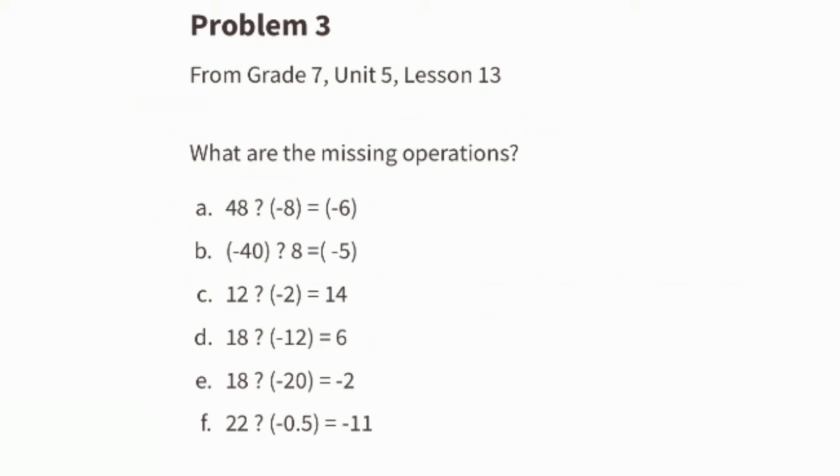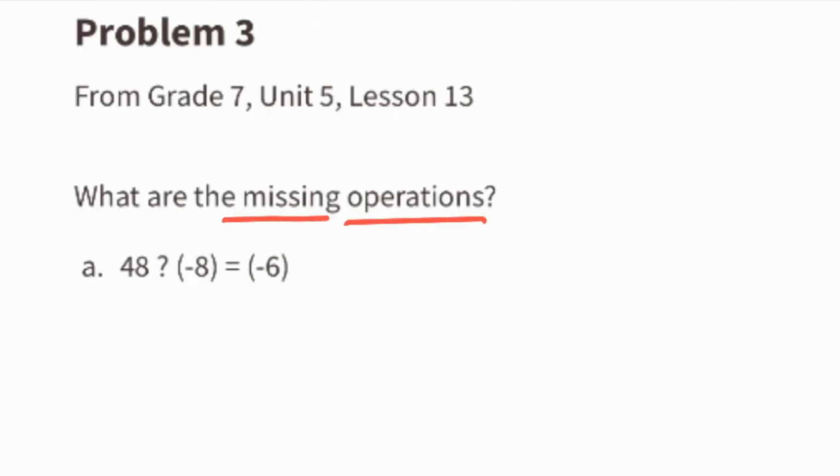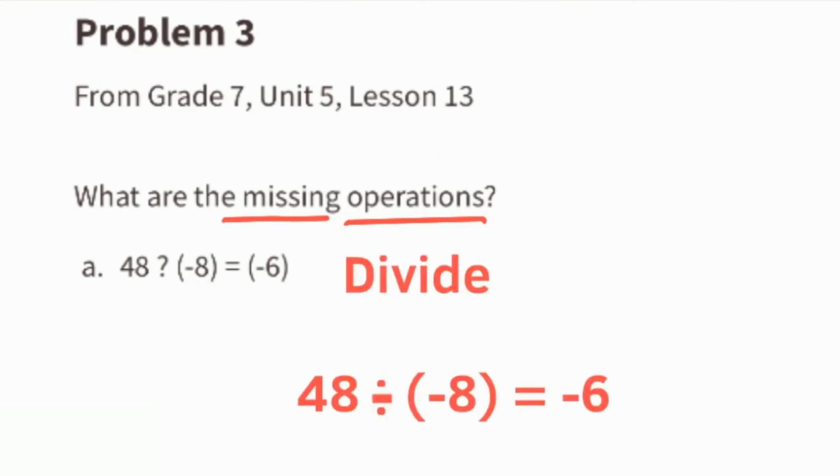Problem number 3 from 7th grade, Unit 5, Lesson 13. What are the missing operations? A. What operation can we substitute with the question mark to make this true? A division sign, because 48 divided by -8 equals -6.